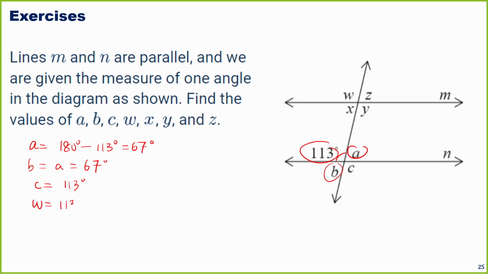W equals 113 degrees because they are corresponding angles. Corresponding angles are equal, right? X equals B equals 67 degrees. X and B are corresponding angles. And Y equals C equals 113 degrees. And last, Z equals A equals 67 degrees.